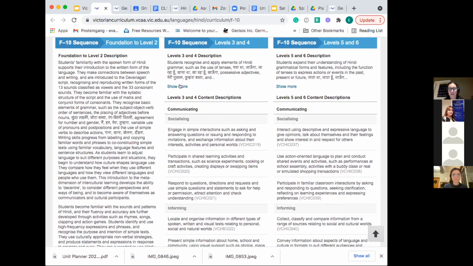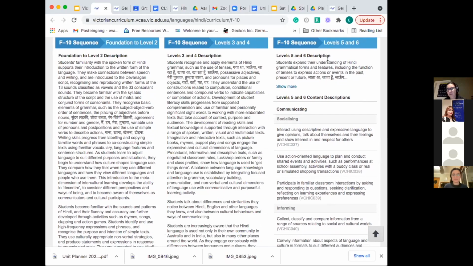And the same, of course, applies to level 3, level 5, level 6, and so on. So when you look here, students' familiarity with the spoken form of Hindi supports the introduction to the written form of the language. So you start introducing a written language. And if you look at level 3 and 4, it's essentially the same, but on a higher level. The expectation is much higher. So you look at students recognize and apply elements of Hindi grammar, such as the use of tenses, possessive adjectives, and so on and so forth.